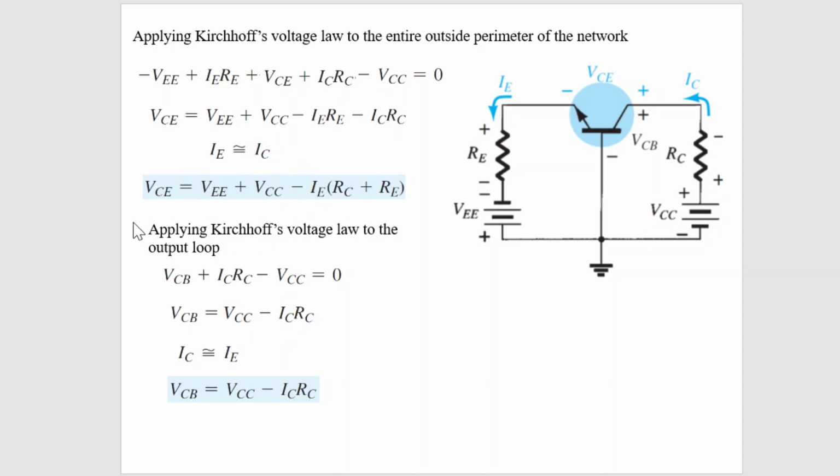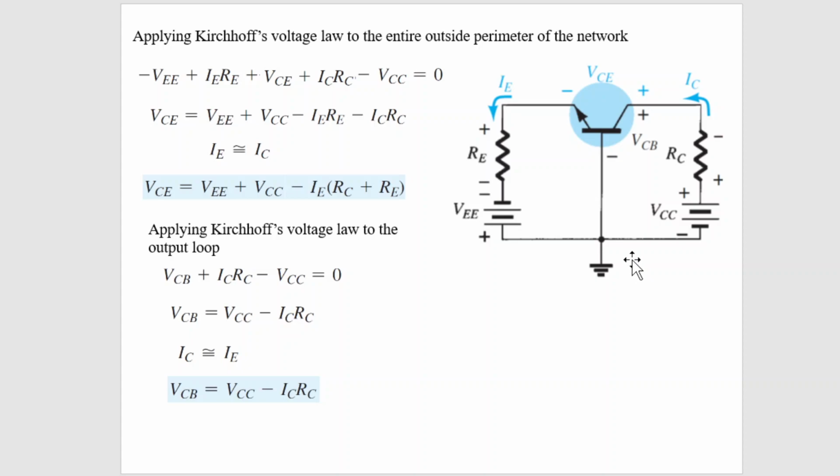So the collector emitter voltage is equal to VEE plus VCC, means the sum of both DC power supplies, minus the voltage drop across both resistances due to emitter current. So that is minus IE into bracket RC plus RE. So this is the collector emitter voltage in common base configuration.